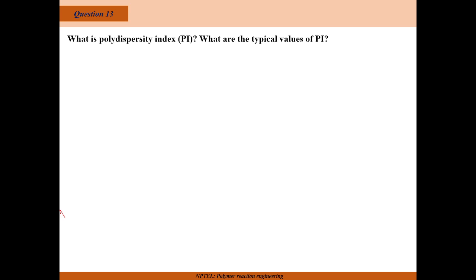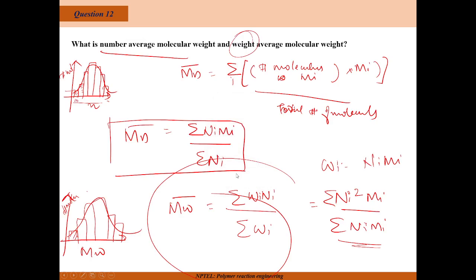Rahulji, one small clarification please. In the previous slide, the number average is correct, summation Ni Mi by summation Ni. Whereas for the weight average, I have a doubt whether it is summation Ni square Mi square divided by summation Ni Mi. No, I think this one is correct itself. Because for W I'm writing Ni Mi, then multiplying it with Mi, and that's why I get Mi square.